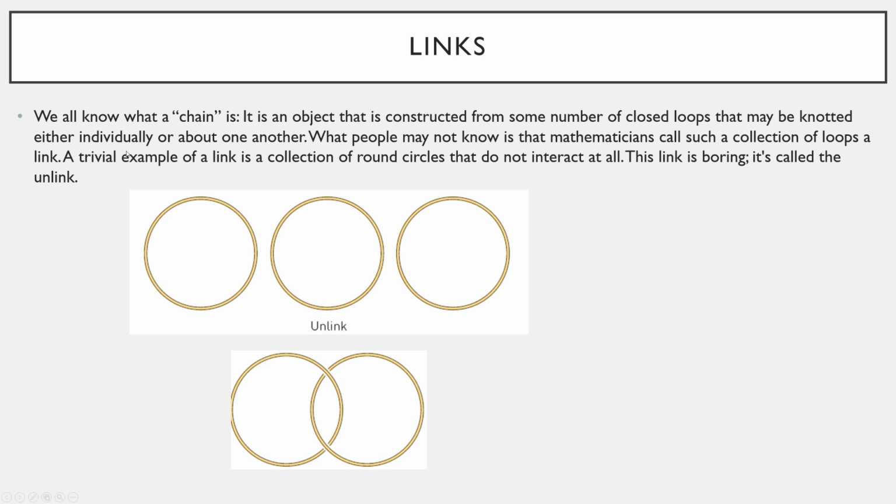All right, and then we have links. We all know what a chain is. It is an object that is constructed from some number of closed loops that may be knotted either individually or about one another. What people may not know is that mathematicians call such a collection of loops a link. A trivial example of a link is a collection of round circles that do not interact at all. This link is boring. It's called an unlink. But when you link them like this, it is called a link.